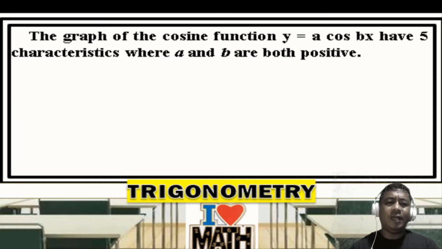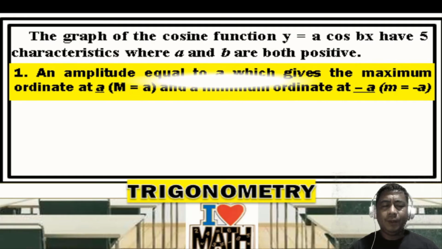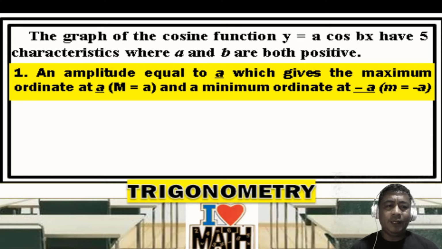The graph of the cosine function y equals a cosine bx has 5 characteristics, where a and b are both positive. Number 1, an amplitude equal to a, which gives the maximum ordinate at a, capital letter M is equal to a, and a minimum ordinate at negative a, where small letter m is equal to negative a.